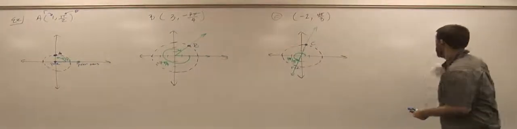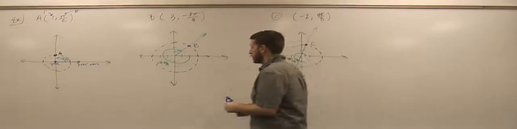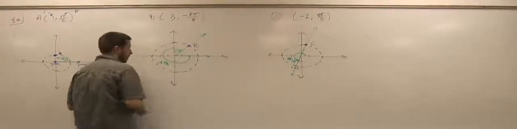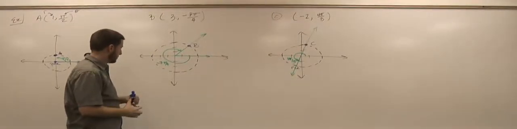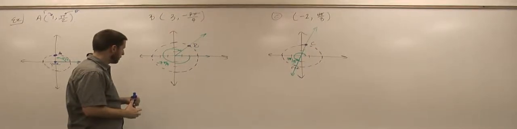I have a question. Yes? Will you explain the negative 7 pi over 4 again, please? What part of it? I'm just confused by it. I'm just asking you to re-explain it. Maybe I'll get it.